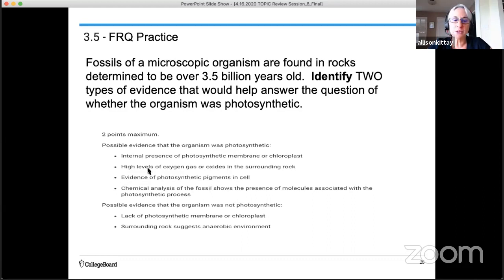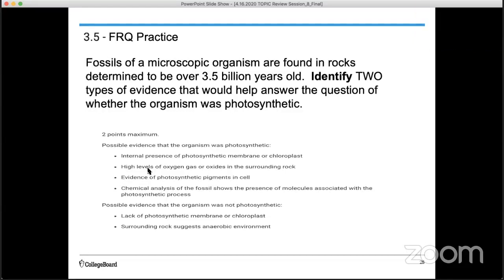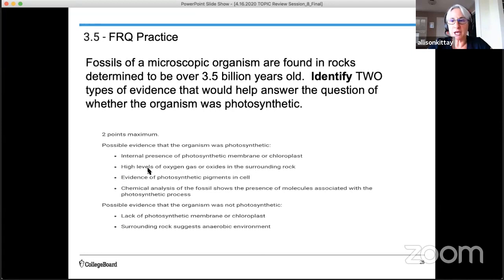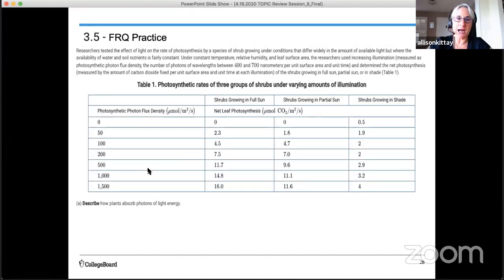Another way you could do this would be to do it backwards. If there was a lack of photosynthetic membrane or chloroplast, or a lack of that oxygen oxidation in the rock, that would suggest an anaerobic environment. All right, let's look at an actual photosynthesis one, not an evolutionary one.